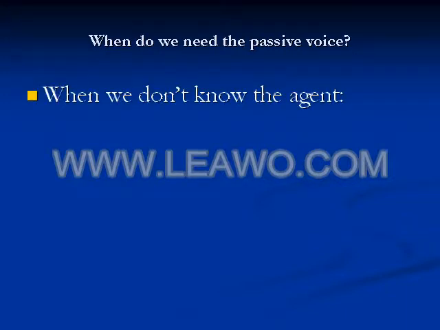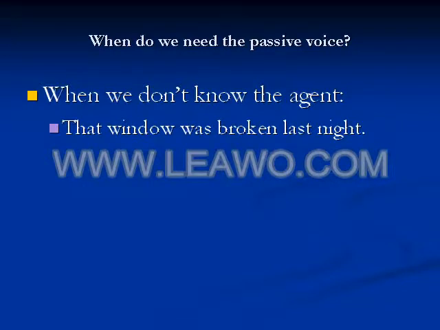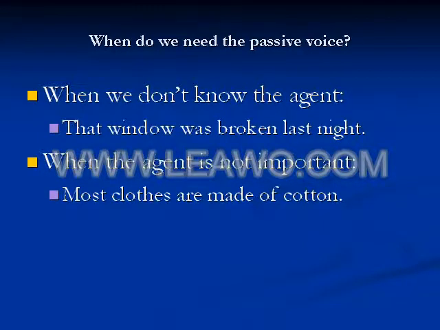There are many reasons. The first one is when we don't know the agent, when we don't know the person or the thing that caused the action to take place. For example, that window was broken last night. You entered the house, then you found the glass on the floor, and you don't know who broke it. So you say that window was broken last night. We don't know the agent, so we need the passive voice in this case. You can also say someone broke the window, but it's better to say that window was broken last night.